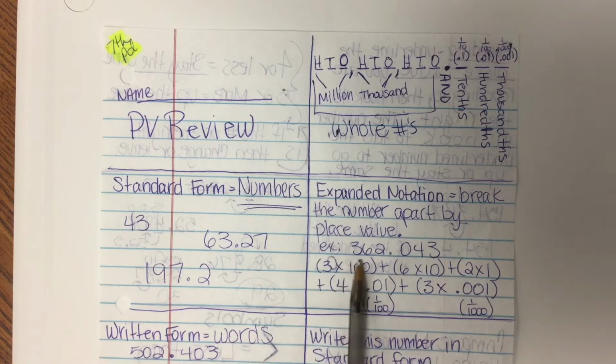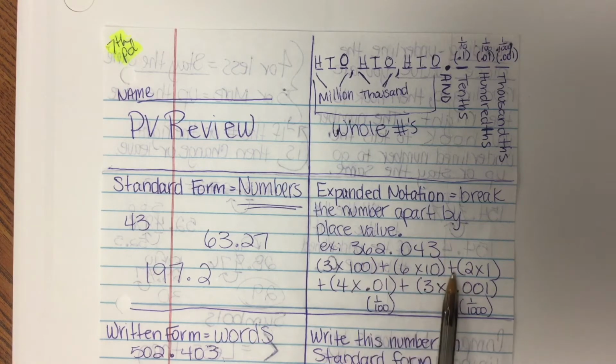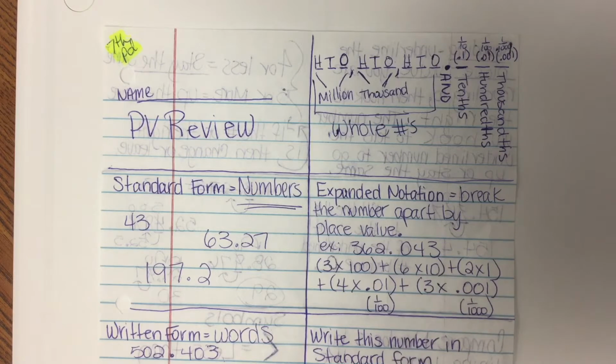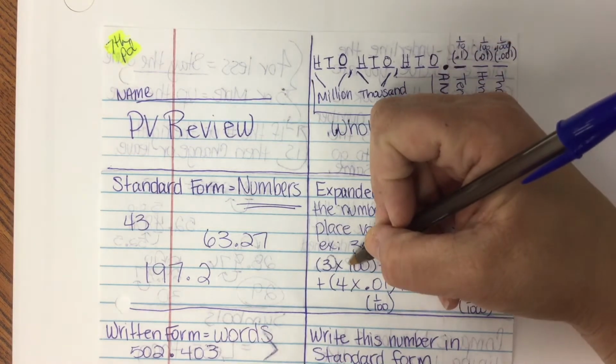For example, the number 362 and 43 thousandths. The 3 is in the hundreds place, so that's 3 times 100, plus 6 times 10, because it's in the tens place, plus 2 times 1, because the 2 is in the ones place, plus 4 times 0.01, because it's in the hundredths place, plus 3 times 0.001, because it's in the thousandths place. Now, again, you could depict the expanded notation using decimals or fractions.